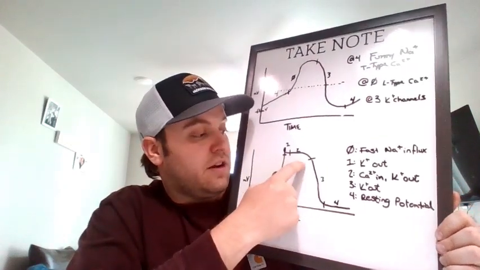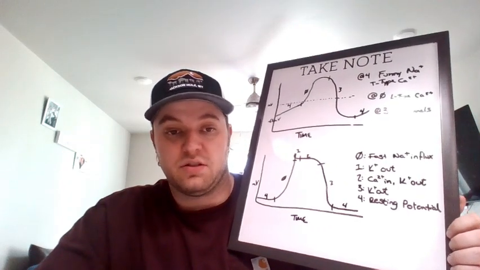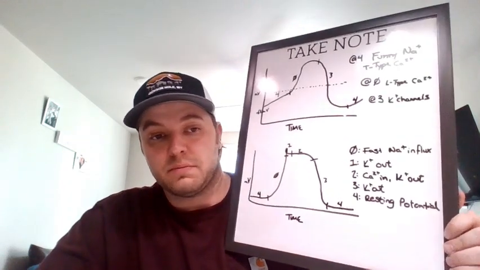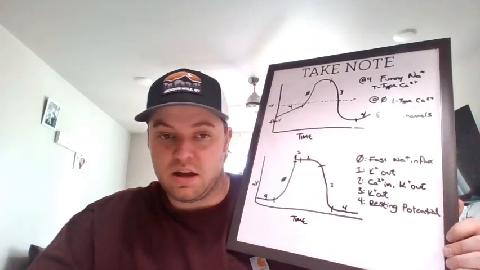Then phase 3 obviously is repolarization. We have more potassium leaving the cell. And then in phase 4, we're back to resting potential around negative 90 millivolts. So, how do these action potentials show up on an ECG?